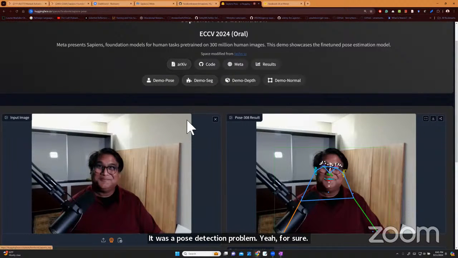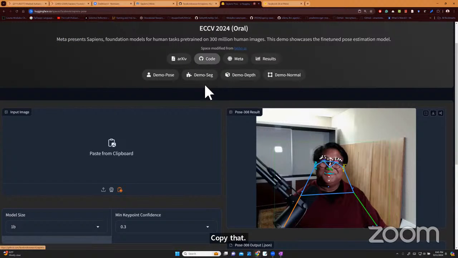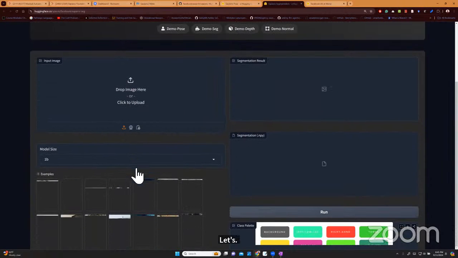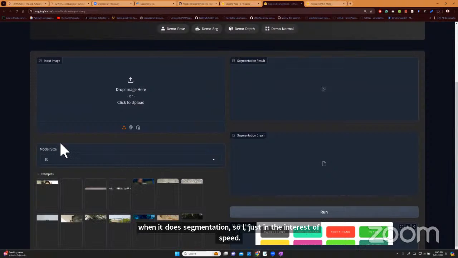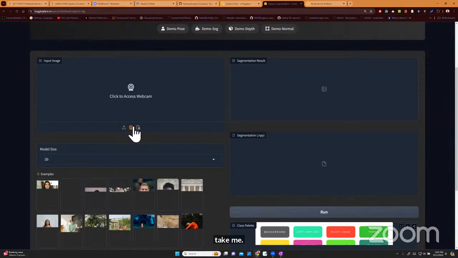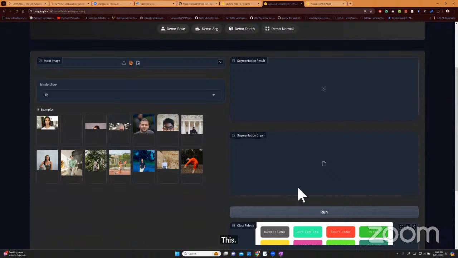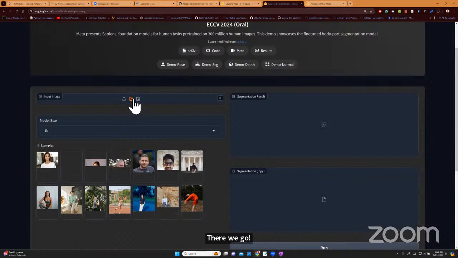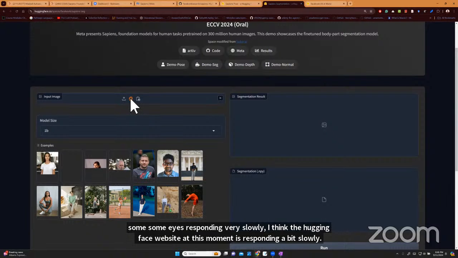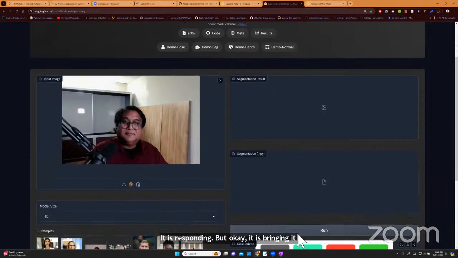Right. Let's see how well it does for the segmentation. And I will copy that along. Okay, now let's see how well it does segmentation. In the interest of speed, I may choose to just pick one of these models. Or would you rather again take me? Let's take this. There we go. Where did the image go? Somehow it's responding very slowly. I think the Hugging Face website at this moment is responding a bit slowly. It is bringing it in. Let's try our luck, how well the segmentation works.